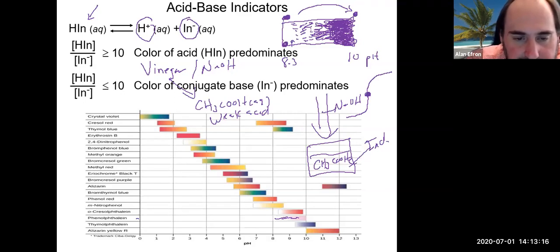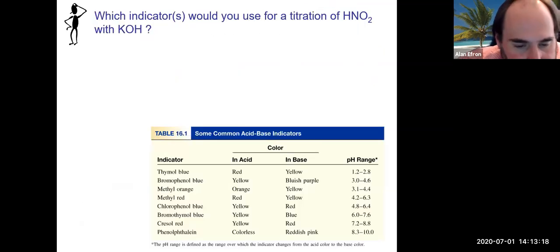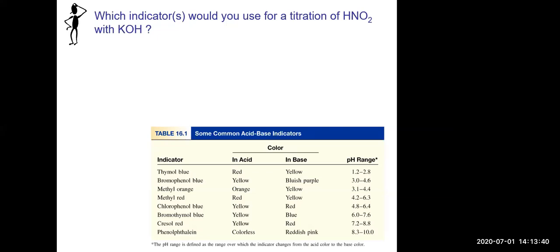Other questions on that? So here's a table of some indicators and their color in acidic and basic solutions. And why don't you take a second and decide what indicator or indicators would be good for this type of titration, which is very similar to the titration we just did that problem on. So take a moment or two and think about which ones you may choose to be a good indicator for this type of titration.